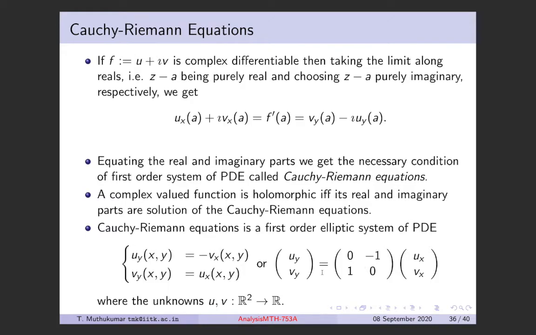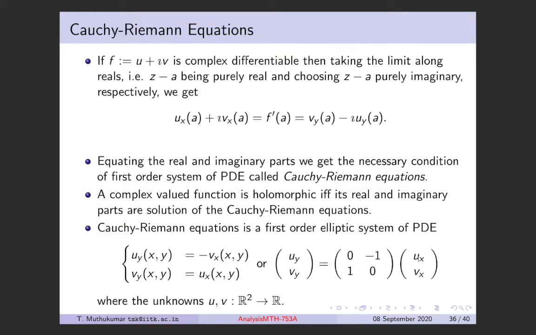And in fact, you can also see this in another way. For instance, instead of writing uy and vy here, you could have written vx, vy, which is the gradient of v, equal to the same matrix acting on ux, uy, which is the gradient of u. So the gradient of v is equal to the matrix acting on the gradient of u.